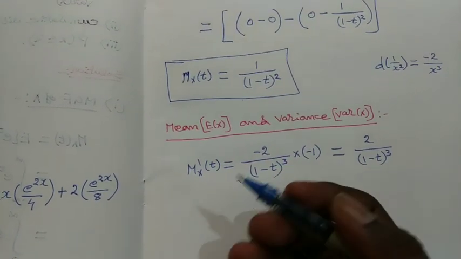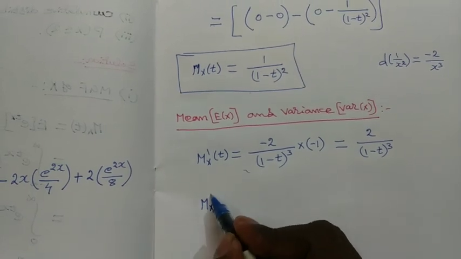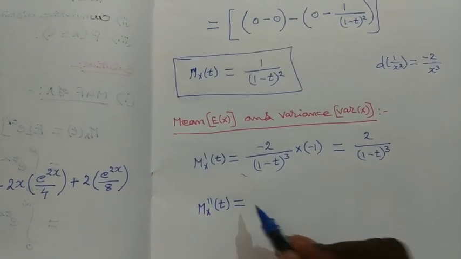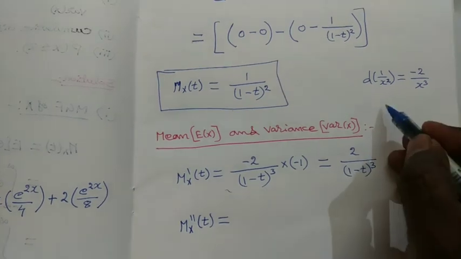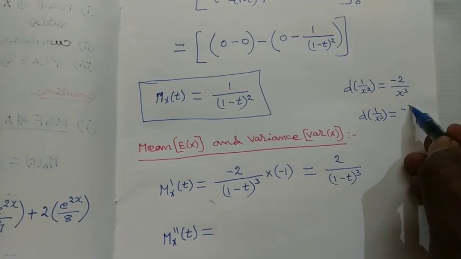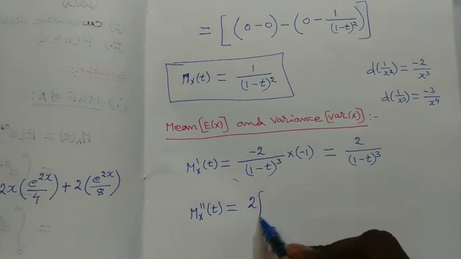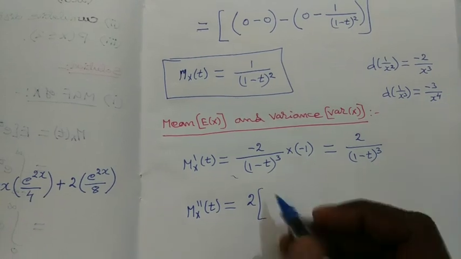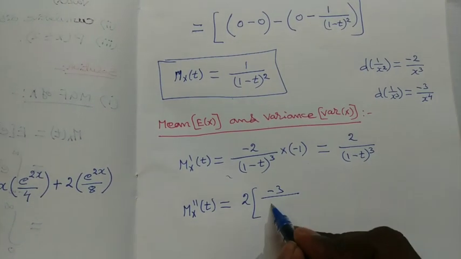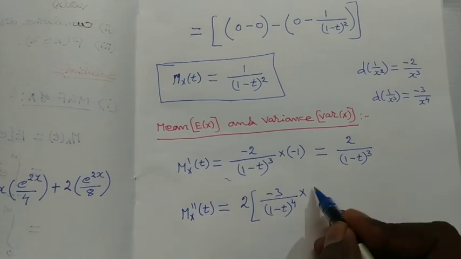Next I am going to find the second derivative, M_X double dash of t. I want to differentiate this, but the formula for 1 by x cube is minus 3 by x power 4. So here take 2 outside. 1 by x cube gives minus 3 by x power 4 into the differential of the inner term, which is minus 1.